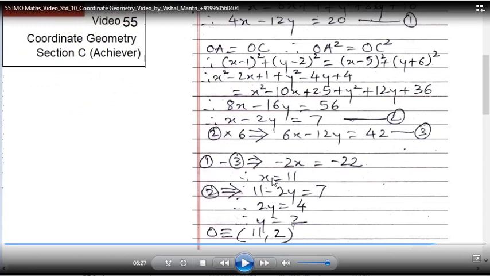Then put this x equals to 11 in any of the equations. I have put it in 2. So 11 minus 2y equals to 7. 2y equals to 4, y equals to 2. Okay. So you got the coordinates of O, that is center, 11, 2. That is the required answer.